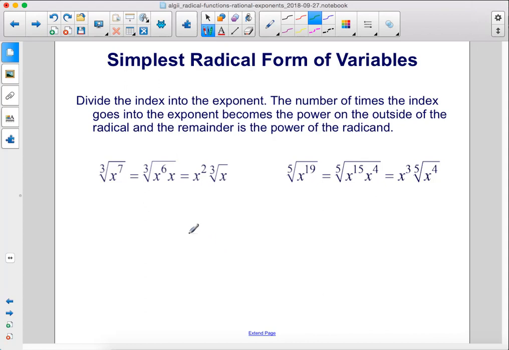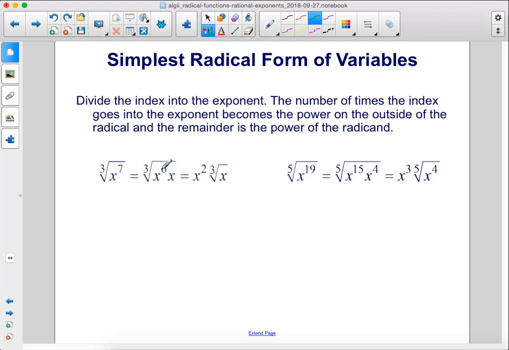Divide the index into the exponent. The number of times the index goes into the exponent becomes the power on the outside of the radical, and the remainder is the power of the radicand. So we have the cube root of x to the 7th. So we rewrite x to the 7th as x to the 6th times x.